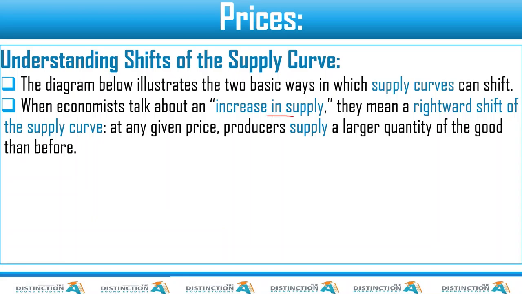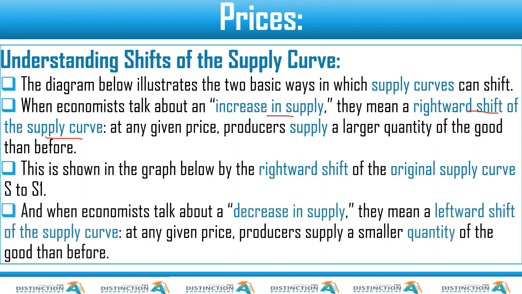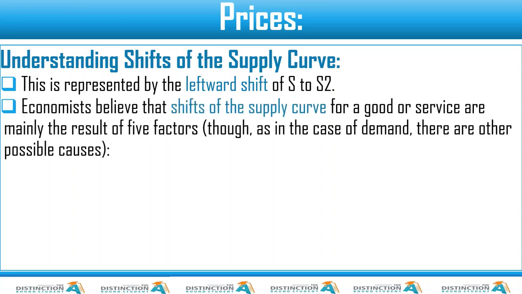When economists talk about an increase in supply, they mean a rightward shift of the supply curve. At any given price, producers supply a larger quantity of the good than before. This is shown in the graph below by a rightward shift of the original supply curve S to S1. And when economists talk about a decrease in supply, they mean a leftward shift, just like we saw with demand. At any given price, producers supply a smaller quantity of goods than before. This is represented by the leftward shift of the supply curve from S to S2.